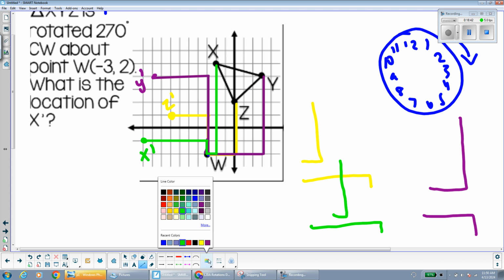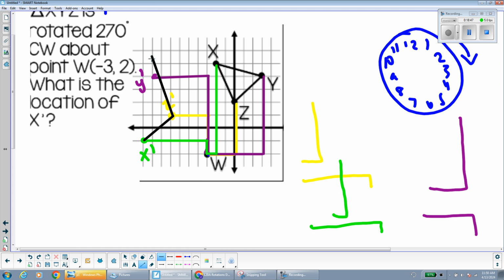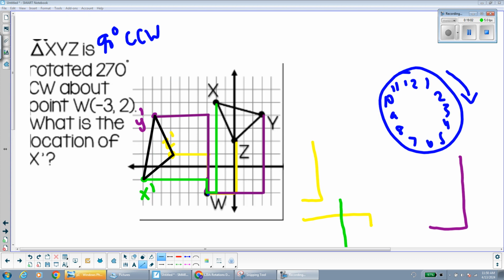And now, if I connect these together, our image points, we have the original figure rotated 90 degrees counterclockwise, which is the same thing as 270 degrees clockwise. And if we take a look, what happened to one of the pre-image points compared to the image point? So for example, X is -2, 1, 2, 3, 4, 5.